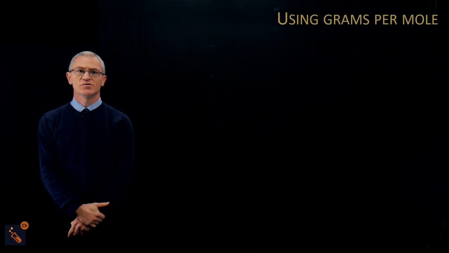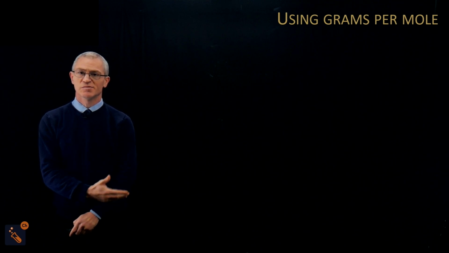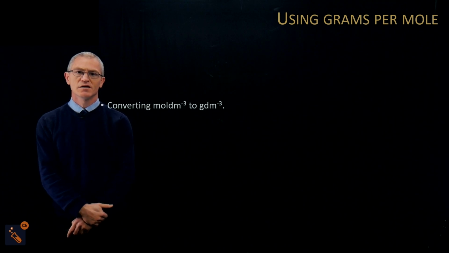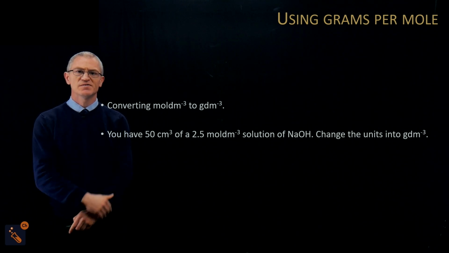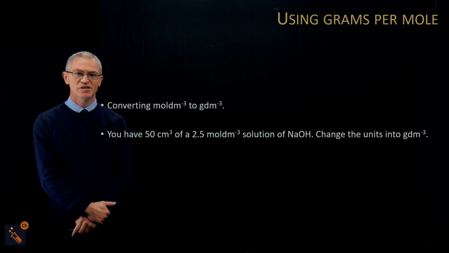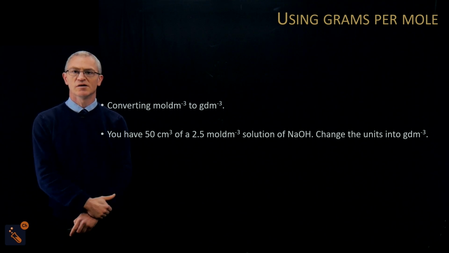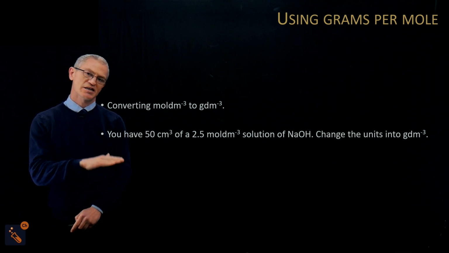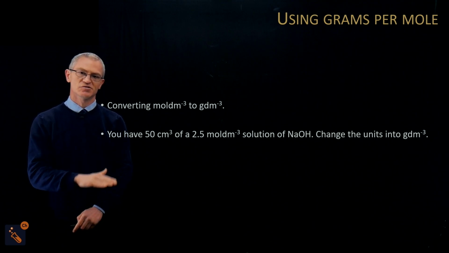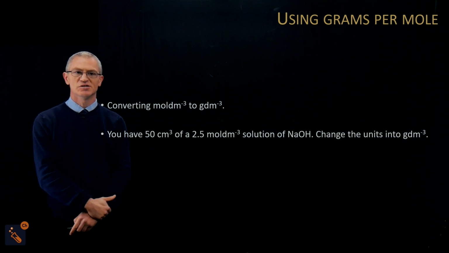We're now going to do our final question of converting moles per decimeter cubed to grams per decimeter cubed. So essentially using the grams that is applicable to the number of moles. Our question is you have 50 centimeters cubed of a 2.5 moles per decimeter cubed solution of sodium hydroxide. Just change the units into grams per decimeter cubed. And this will often be tagged on the end of a question, so you have to work out the concentration, then it will ask you to put it in grams per decimeter cubed instead of moles per decimeter cubed.